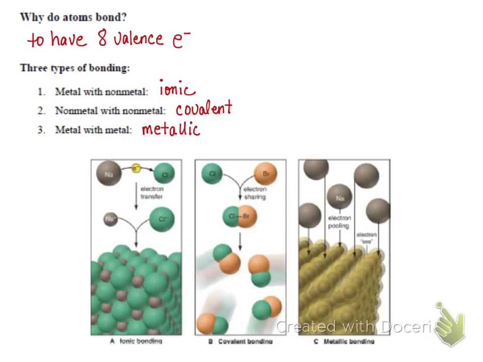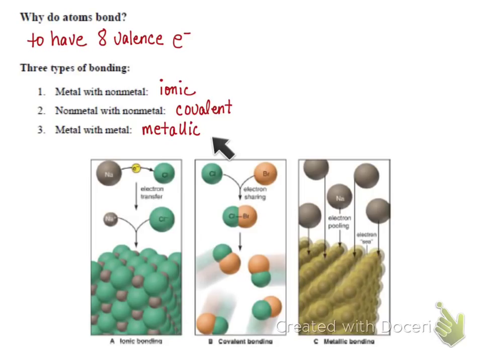So atoms bond so that they can have 8 valence electrons, and these are the s and p electrons in the highest energy level. There's 3 types of bonding that we're going to talk about. Ionic, which is a metal plus a nonmetal. Covalent, which is a nonmetal with another nonmetal. And then metallic, which we'll briefly talk about, where you only have metals present.